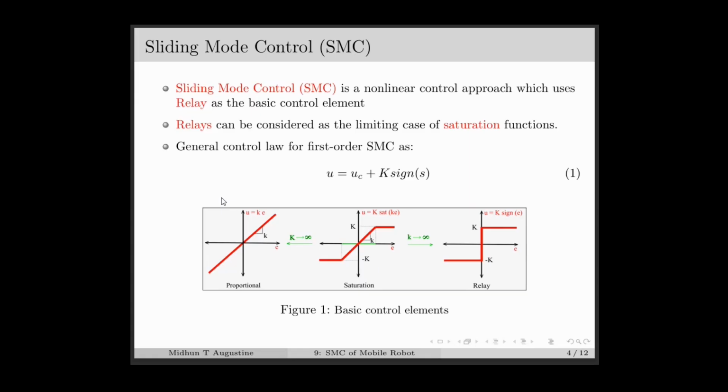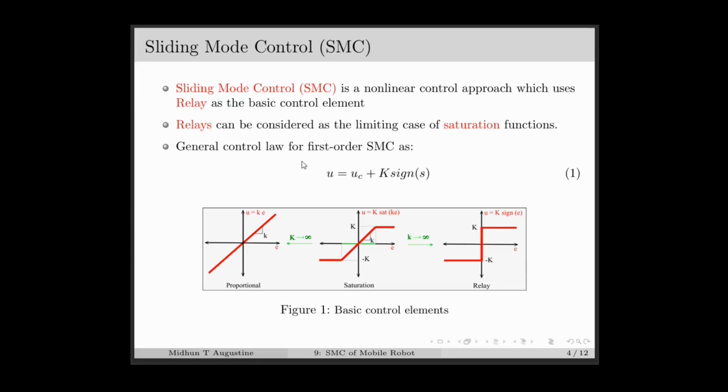In general, sliding mode control or SMC is a nonlinear control approach which uses relay as the basic control element. Relays can be considered as the limiting case of saturation functions as shown in this figure, where the saturation becomes a relay function when the gain of this linear region becomes infinity. And as we can observe from this figure, a relay is a discontinuous control element where the output of the relay switches between minus k and plus k and can be mathematically represented using the signum function, where u is equal to k signum of e.